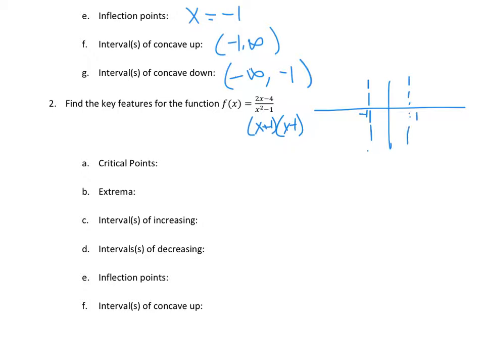All right, so it's undefined. We're going to have some asymptotes there. Rational function, we kind of expect that. Okay, now we want to think about any horizontal asymptotes.